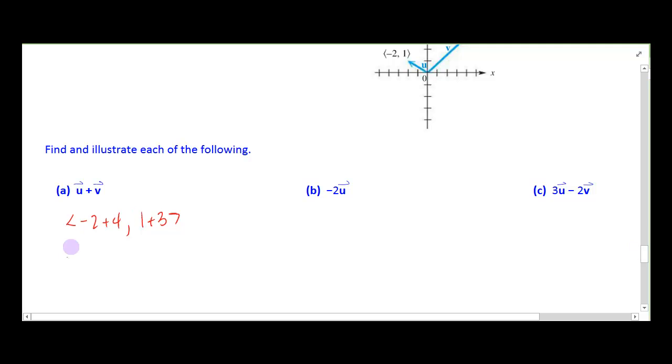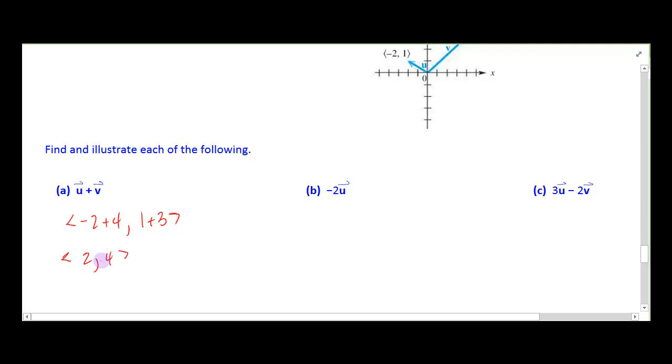When we simplify that, we can see that that would be 2 and 4. So this is the new vector created by adding vectors u plus v. Now I don't assume that you're going to actually take the time to do this step right here, but I want you to understand how I'm getting these numbers.